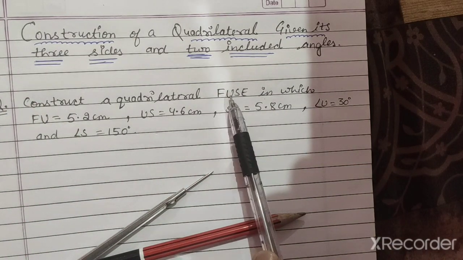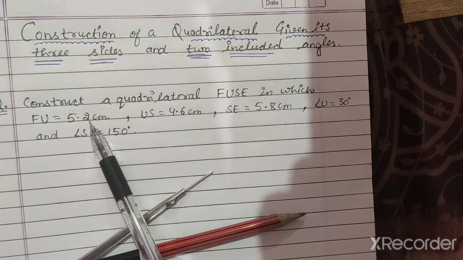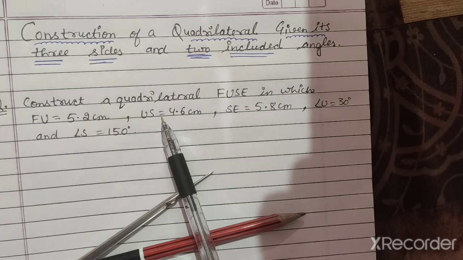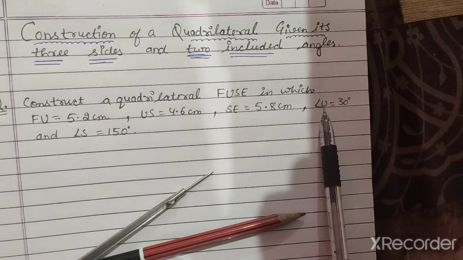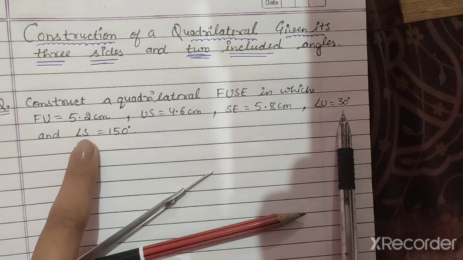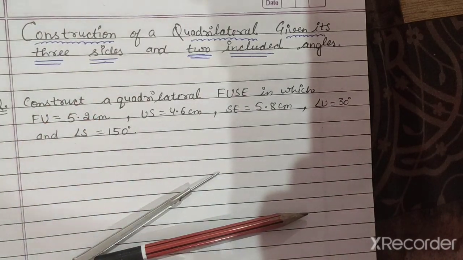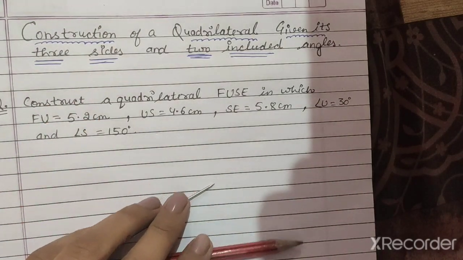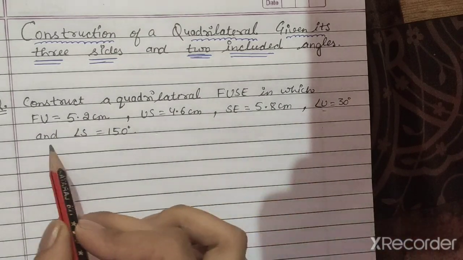Construct a quadrilateral FUSE in which FU is 5.2 centimeters, US is 4.6 centimeters, SE is 5.8 centimeters, and two angles, angle U and angle S, are given. Angle U is 30° and angle S is 150°. First of all we will draw the rough sketch. Note that the included angles are given at U and S.